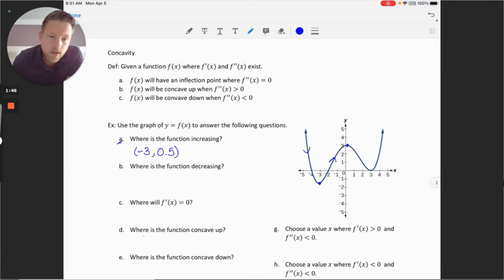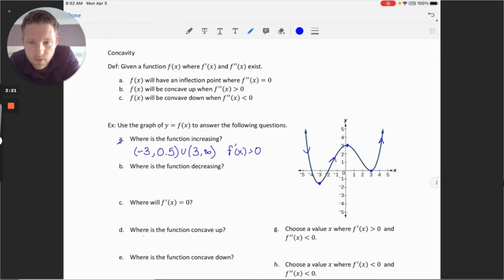If we take a look at the rest of the graph, we also have a second interval where we're increasing, which would be from 3 to infinity. So we can say union that first interval from 3 up to positive infinity. So those are two increasing portions of our function. That's where my first derivative, remember, is positive. So f prime is greater than 0 on those intervals.